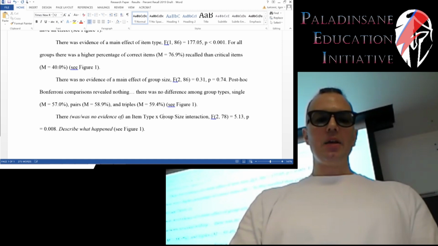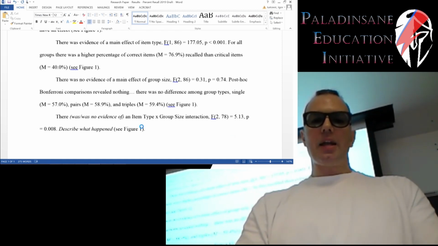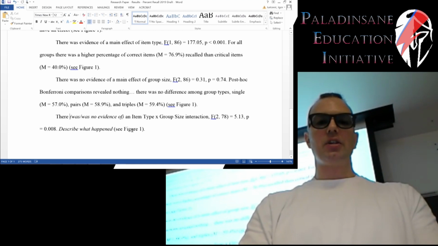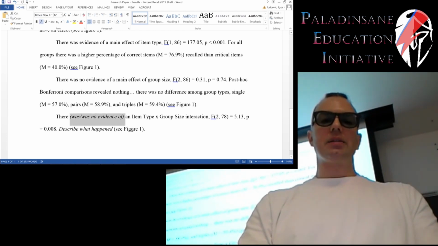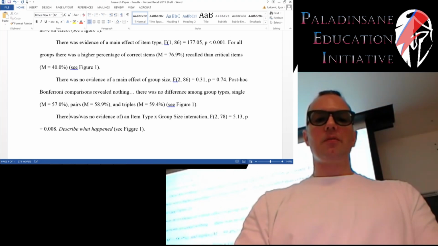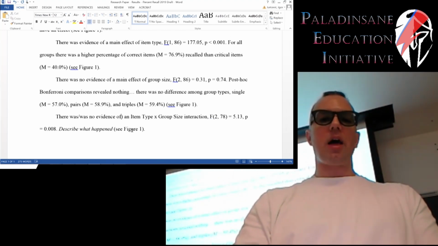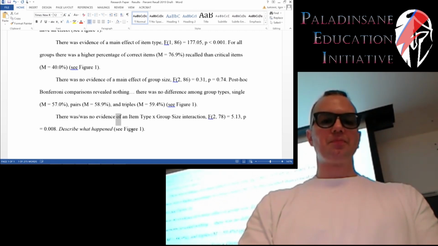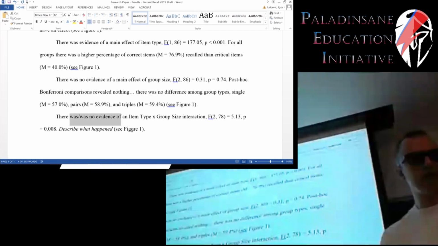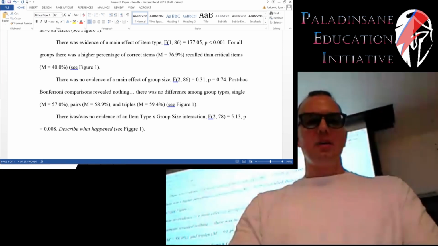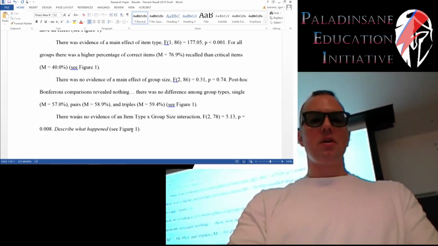All right. So we got that down, and now the last piece that we need to get is the interaction. And once again, we're going to write this up the exact same way as everything that was written before. So there was or was no evidence of the interaction. Here's the stats. Here's the description. So was there or was there no evidence of an interaction? There was. So we'll get rid of this "was no."